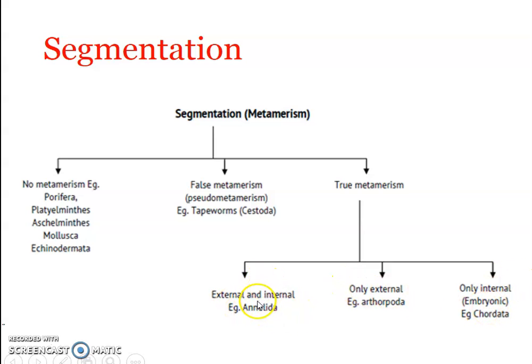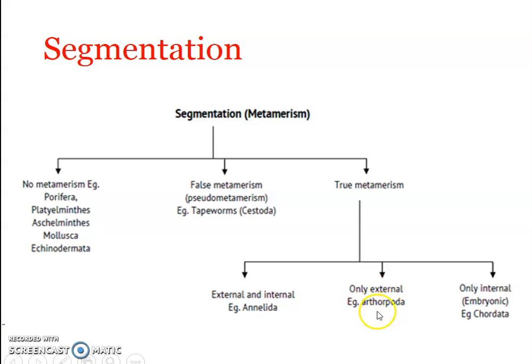In annelids, you can see that externally and internally they are metamerically segmented. This is a true metamerism. True metamerism is exhibited by paired mesodermal somites in the embryos. Coming back here, annelids are externally and internally segmented. Outside and inside, the whole body is divided into smaller segments, compartments, right? Each compartment being almost repeated.